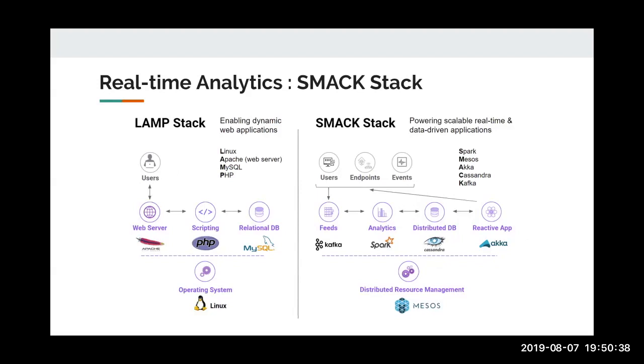So we talked about the SMACK stack. And what I like about this, ironically from the Mesos site, is this idea of feeds, analytics, distributed DB, and reactive application. Really, you can use any other technology in its place and you can get the same effect. This idea of using Mesos is no longer exclusive to Mesos. So Docker and Kubernetes is the stack now.